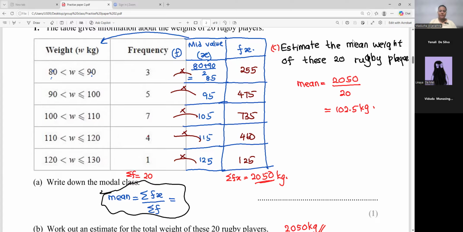So is it okay? Did you understand the difference between estimate the total weight and the mean? They are two different questions, not the same. So write this formula: mean equals sigma fx over sigma f. We use this to find the mean when the data are given in a table format. This kind of question, not the previous type. Remember the table, you have to add 2 more columns.